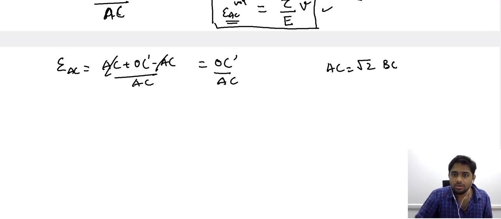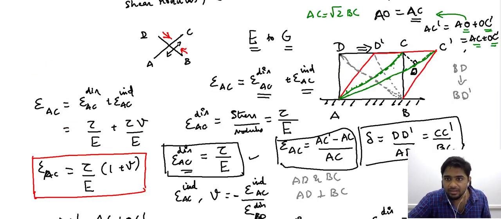Now we have a section called OC prime. There is this triangle here, and this section OC prime is a part of this triangle, which is a right angle triangle. We have a part of this triangle that describes the strain along AC.